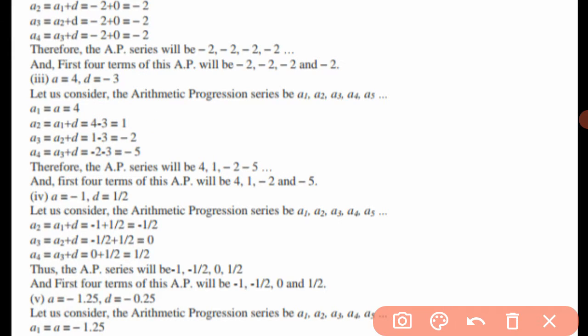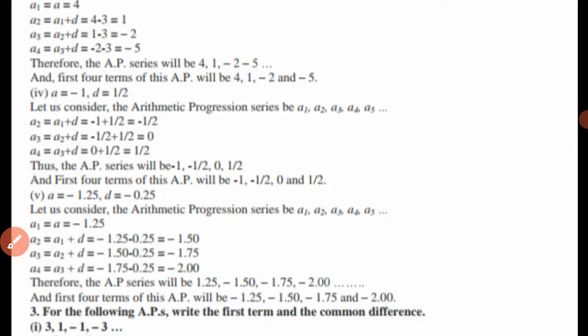Now in fourth case, we have given a equals to minus 1 and d equals to 1 upon 2. So here a1 will be equals to minus 1. Now a2 will be equals to a1 plus d, that is minus 1 plus 1 upon 2, that is minus 1 upon 2. Then a3 will be a2 plus d, that is minus 1 upon 2 plus 1 upon 2, that is 0. a4 will be 1 upon 2. So here AP will be minus 1, minus 1 upon 2, 0 and 1 upon 2.